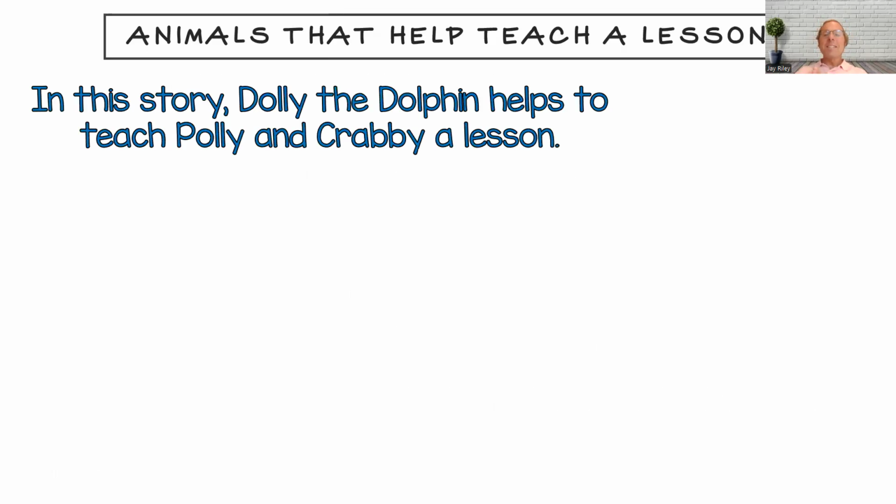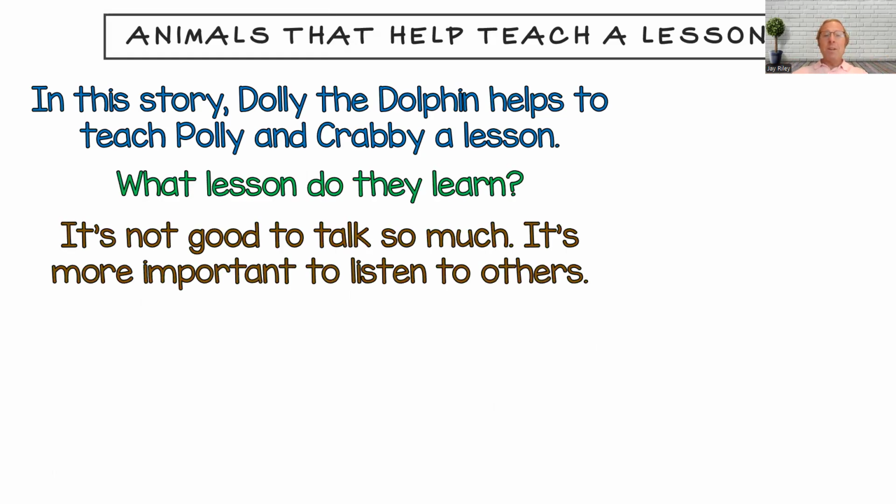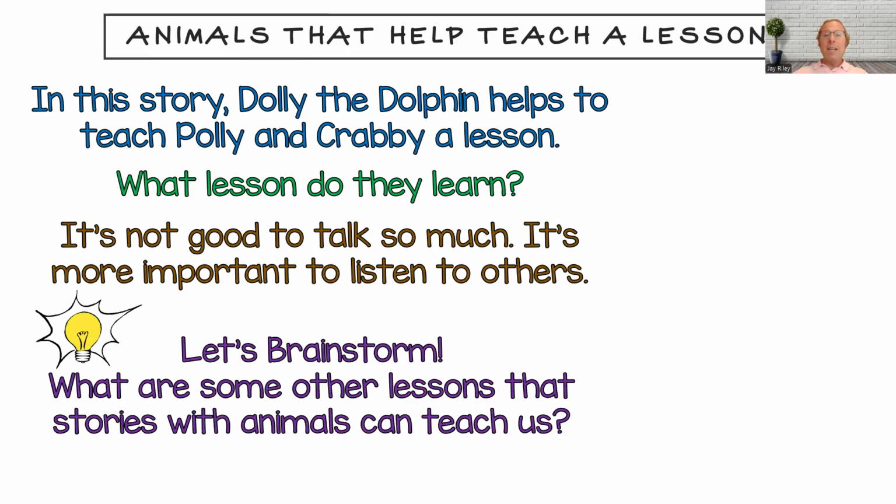So we talked in this story about our two main characters, Polly and Krabby, and how Dolly the dolphin helped them to solve a problem and learn an important lesson. And they learned that it's not good to talk all that much, and it's more important to actually listen to what others say.